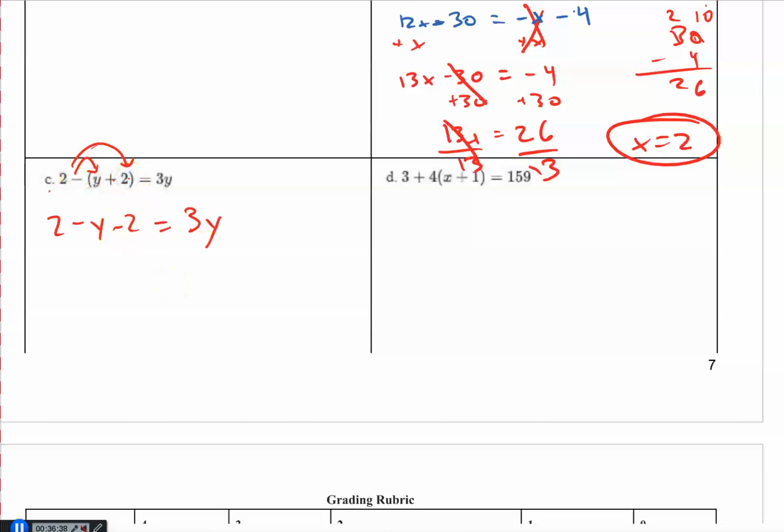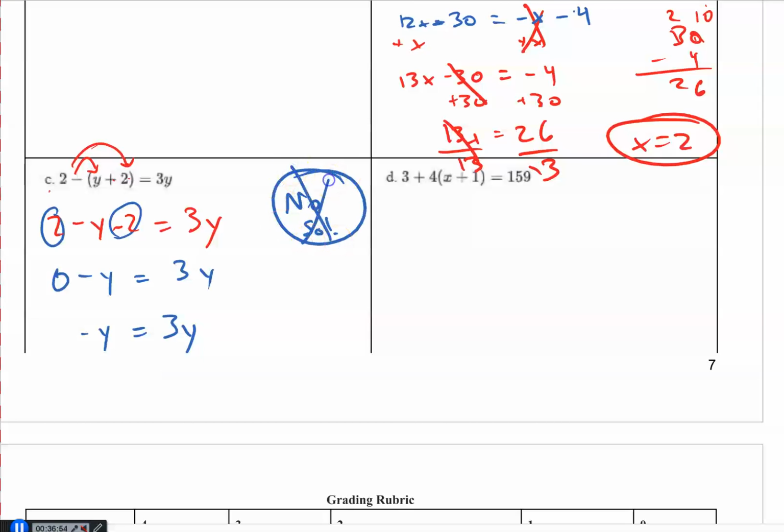This is a good one. So 2 and minus 2 combine like terms. 2 minus 2 is 0. So we have 0 minus y equals 3y. And 0 minus y, that's just negative y. Alright, a lot of people write no solution. That's wrong. Some people write all real numbers. That's also wrong.